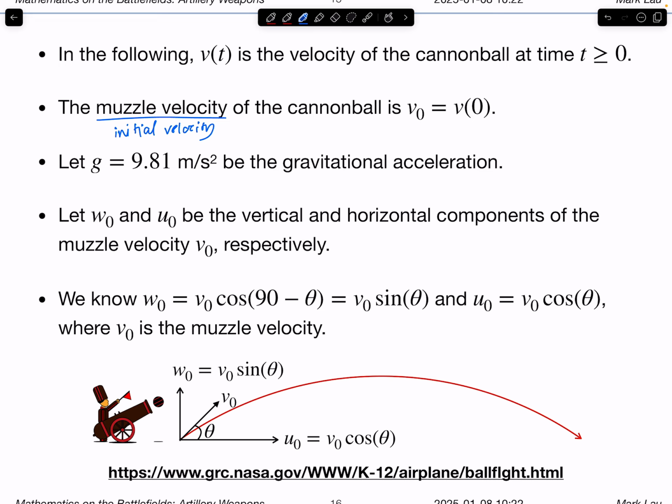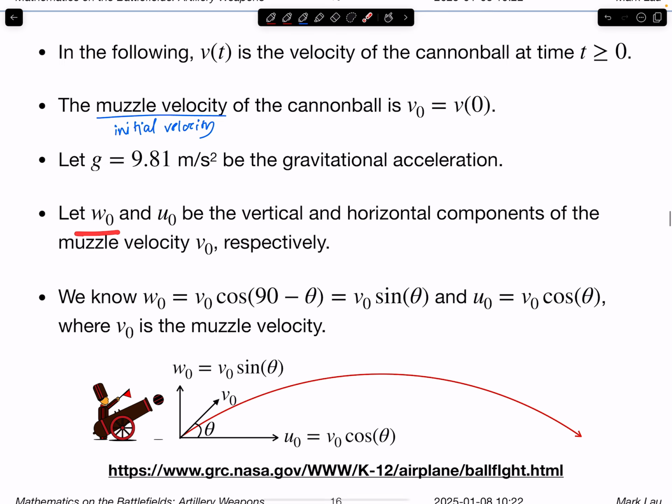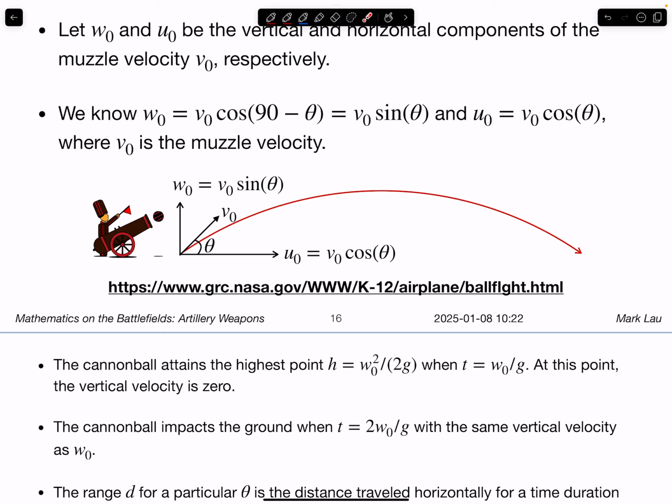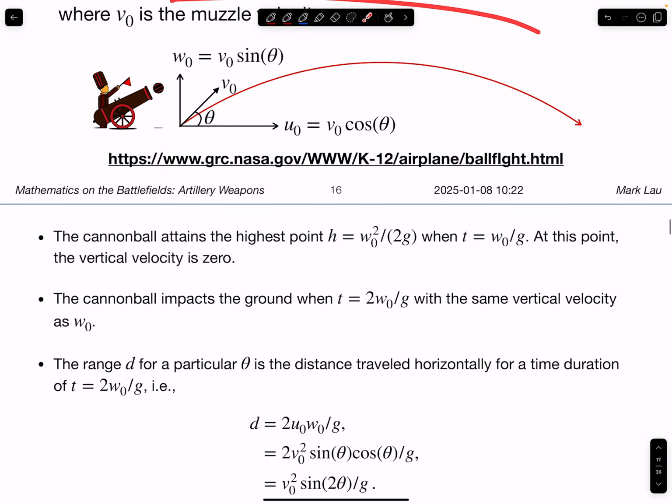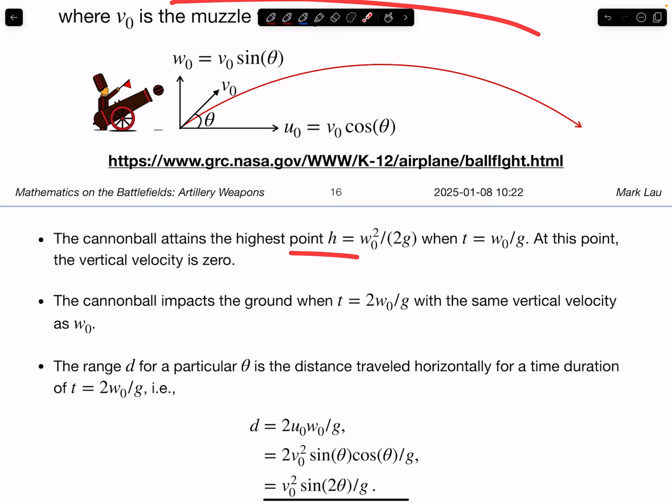Okay, let g equal 9.81. Okay, what is this? Oh, so these are the components. This is the vertical component, this is the horizontal component. I personally prefer x and y, or vy and vx. Anyways, I don't need these. Okay, and then the cannonball attains the highest point. H is equal to this.